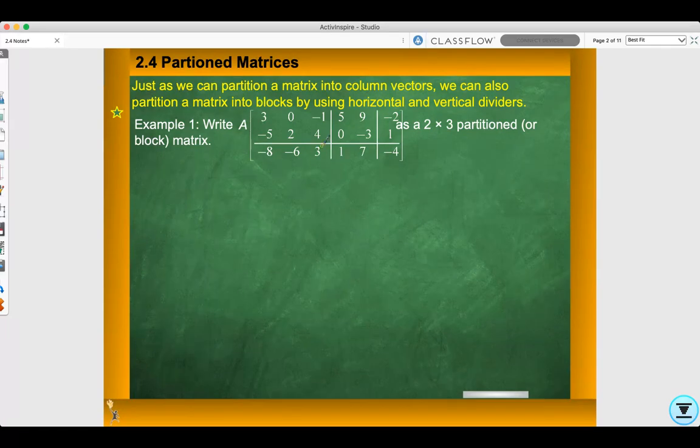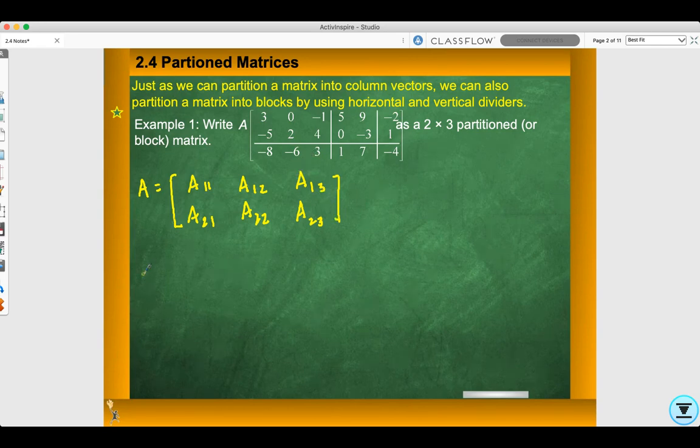So here, they gave us the partitions already. So we're going to have A equaling. This block here would be A11. This block here would be A12, and the last block would be A13 for row 1, column 3. The block down here, -8, -6, 3, would be A21 because it's row 2, column 1, A22 for 1, 7 because it's row 2, column 2, and A23 for -4.